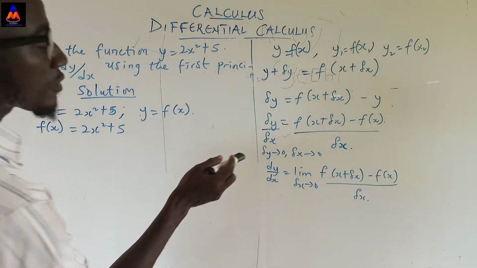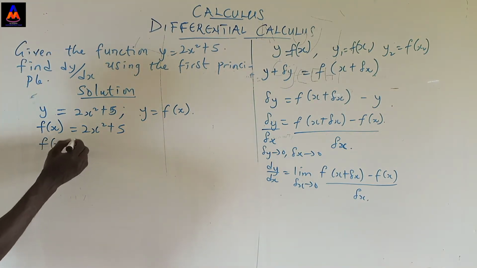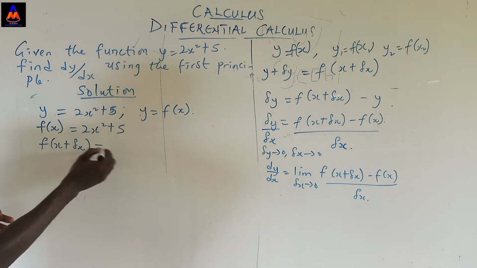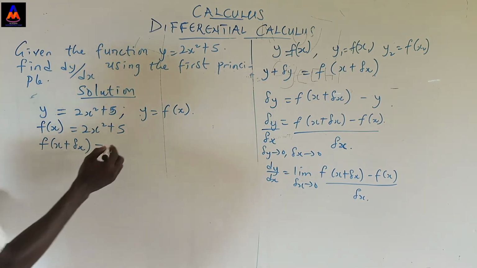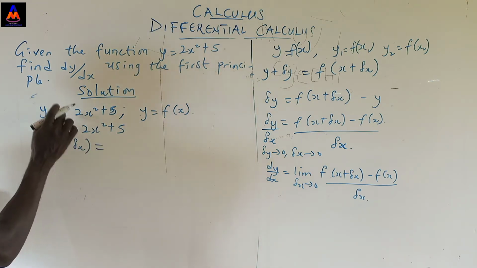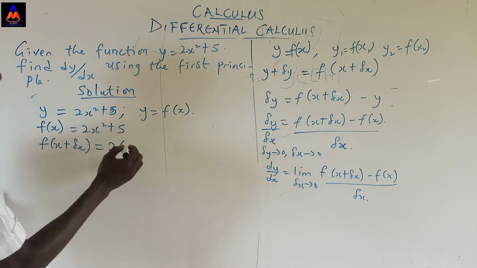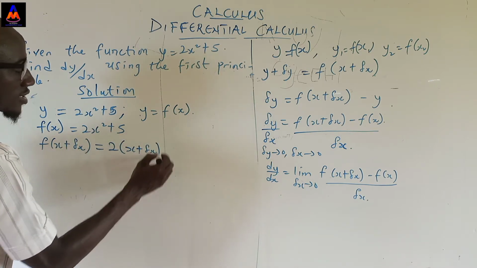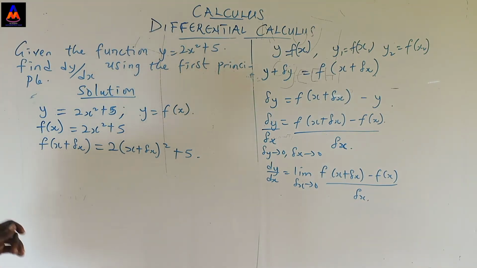Then we have to get f of s plus change in x. That is f of s plus change in x. The meaning of this in a layman explanation is that anywhere you see s, add change in s to it. For anywhere you see f of s, add change in s to it. That is 2 into bracket s plus change in s squared plus 5. That's the layman explanation I can give to you.